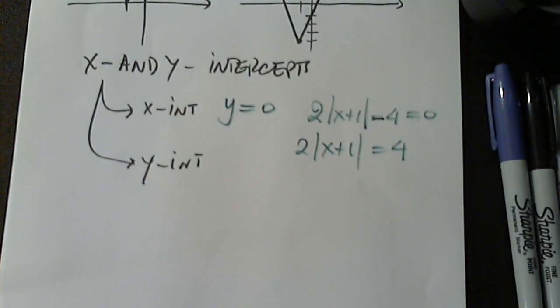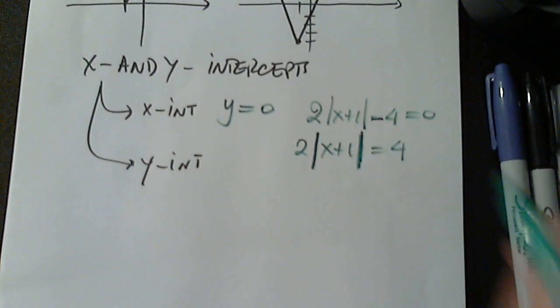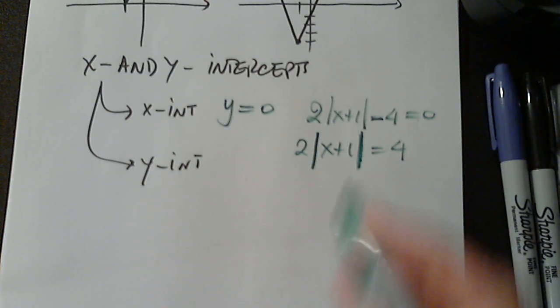Now, please remember the absolute value is not parentheses. You are not allowed to distribute 2, ever, inside the absolute value. So then, in order to clean it up, what should I do? Divide by 2. Of course.